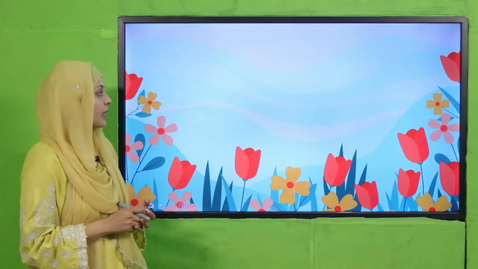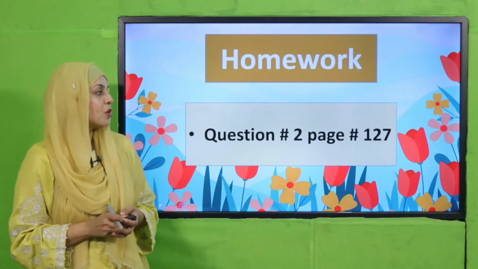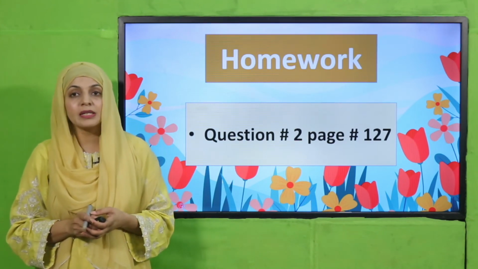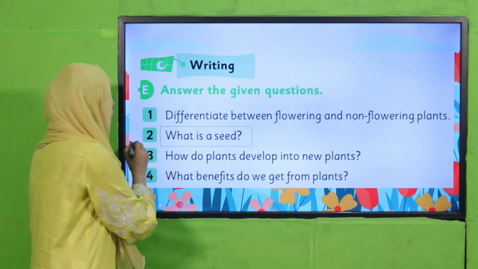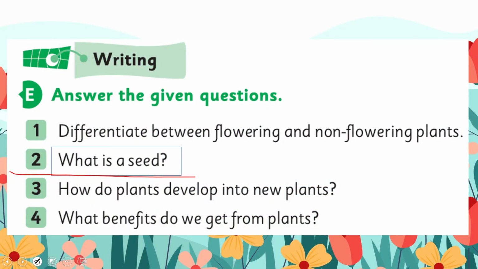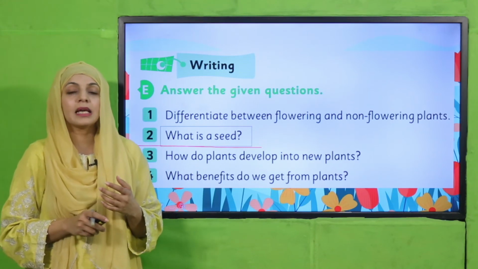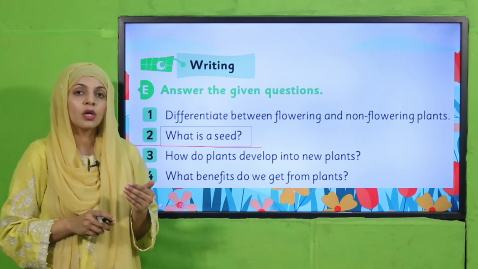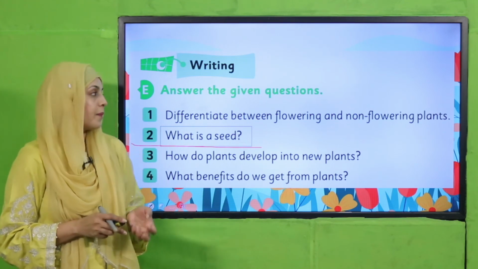I hope everybody has done it. Now let's move forward. So for homework, you will do question number 2 given on page number 127. You will do this question in your notebooks. So here is question number 2. What is a seed? So you will do this question, write down the question in your notebook and then answer it. Seed is the part of the fruit which when sown into the soil germinates into a new plant.